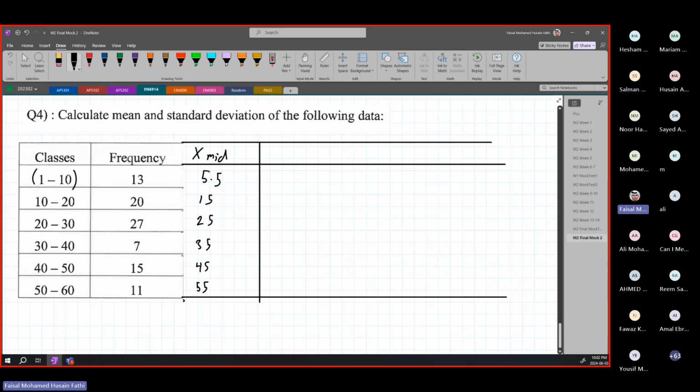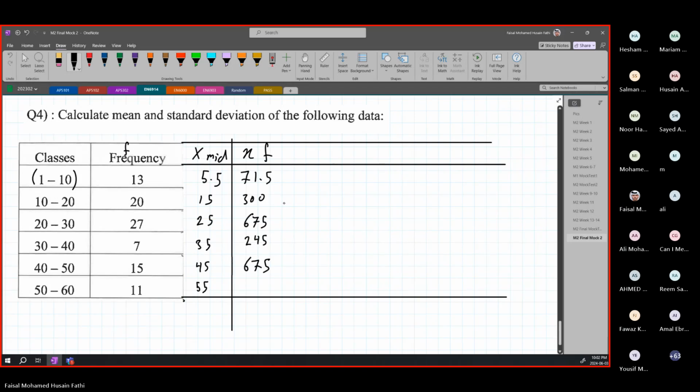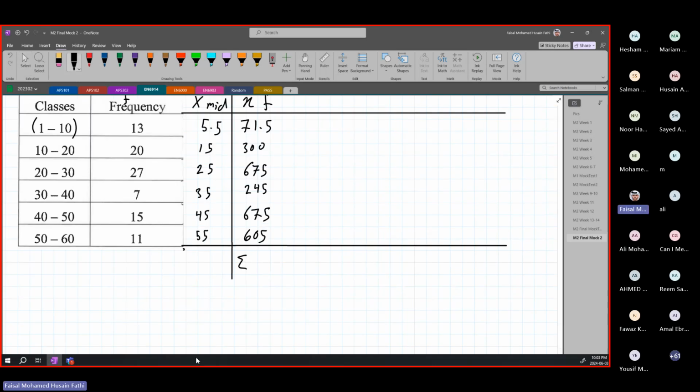Then you put a line and you find your xf. All right. So this is our f, the frequency. So now we find xf, which is 5.5 times 13, giving us 71.5. 15 times 20 giving us 300. 25 times 27 giving us 675. 7 times 35 gives us 245. 15 times 45 is 675. 55 times 11, that's 500, 600, 605. All right. That's it. Once you do that, now you do the summation.